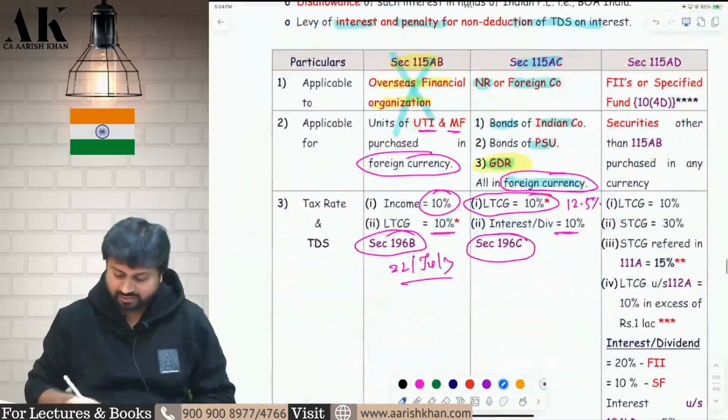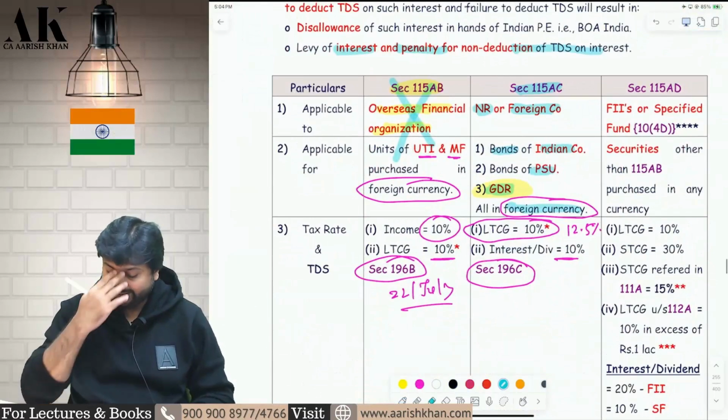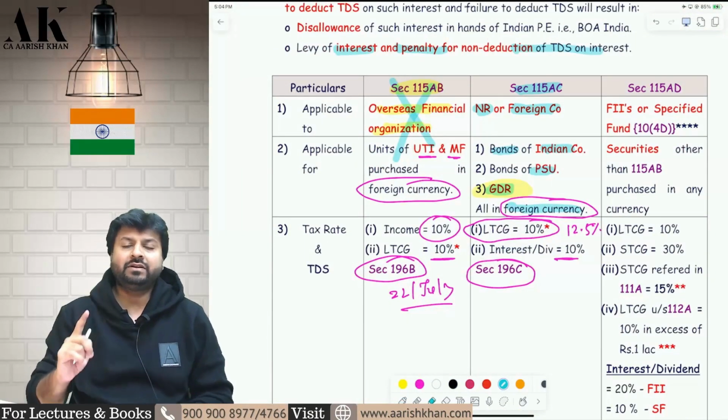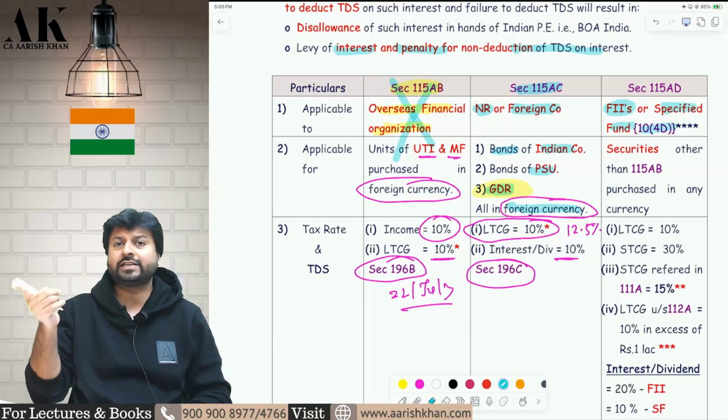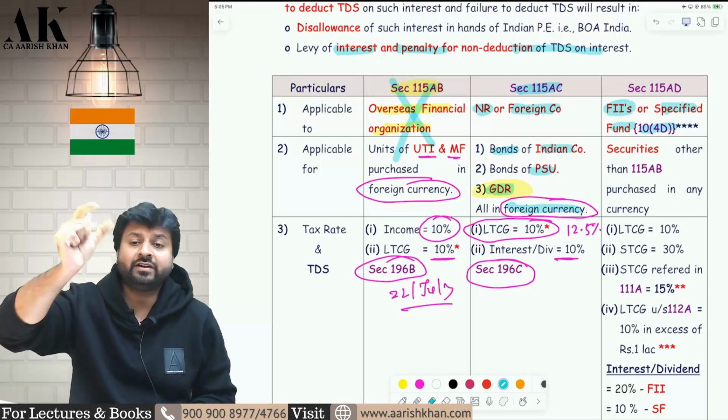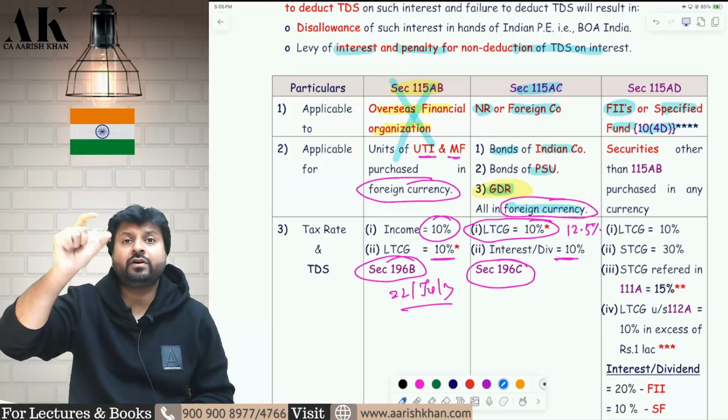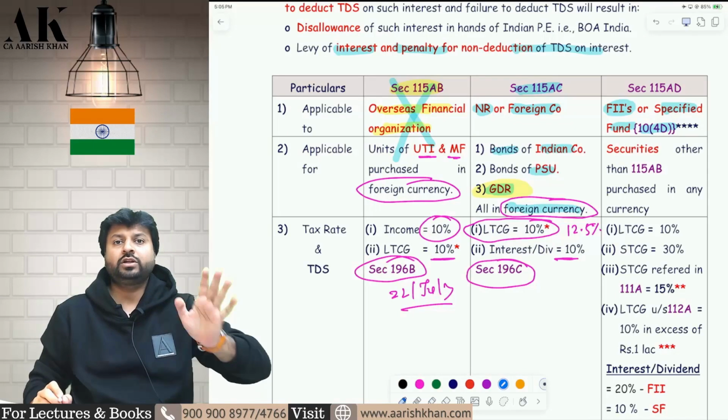Now let's come to the third section, that is 115AD. What is 115AD? 115AD covers two things. First, it covers FIIs, and then it covers certain specified funds, about which we are going to learn later on in section 10(4D). The taxability is different for FIIs and the taxability is different for specified funds. According to that, you need to answer the questions.